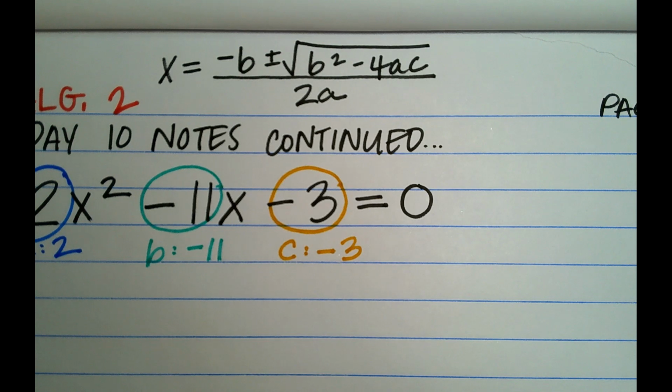X equals negative b plus or minus the square root of b squared minus 4ac all over 2a. One more time, and here we go. X equals negative b plus or minus the square root of b squared minus 4ac all over 2a.